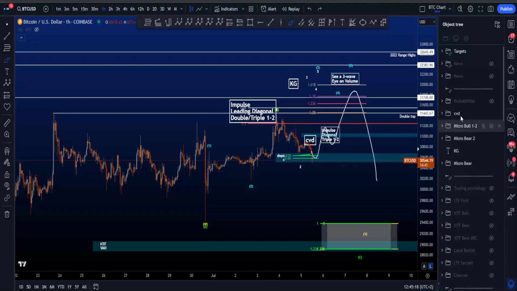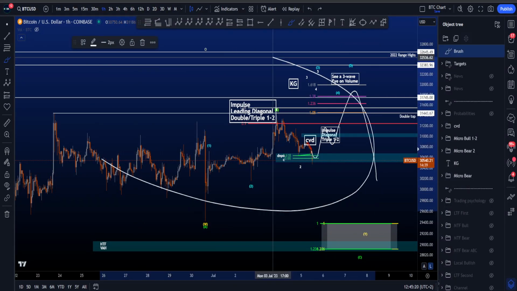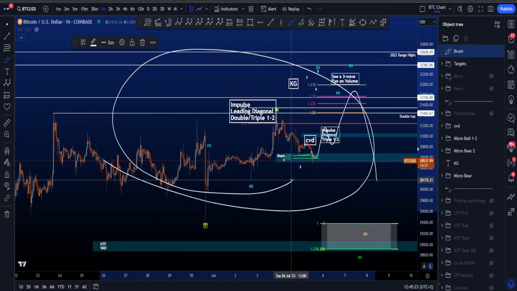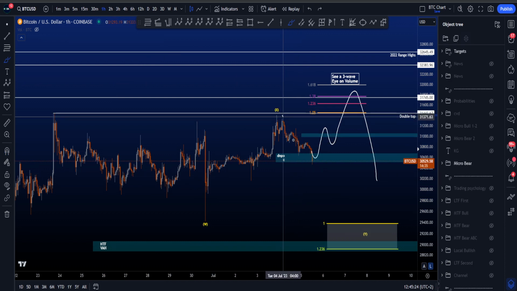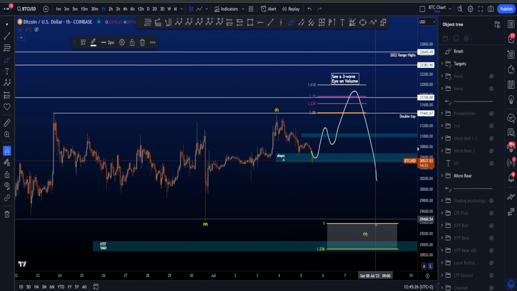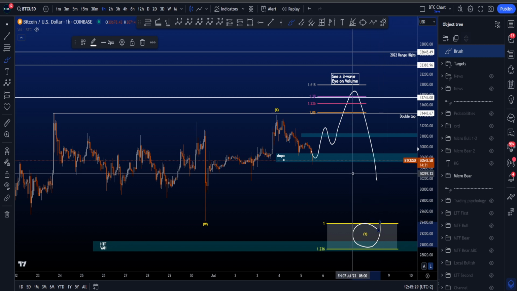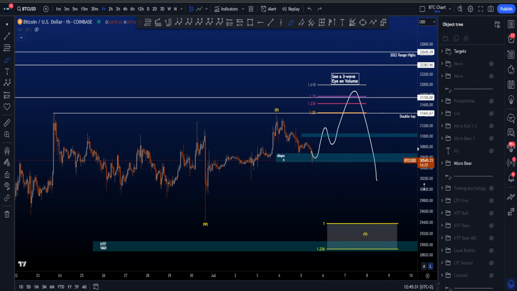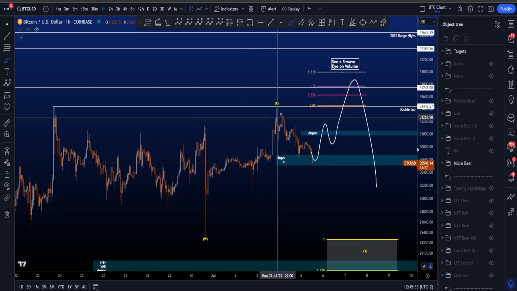Hi everyone, let's go over my micro bullish and bearish Elliott Wave scenarios on Bitcoin, starting with my first micro scenario, where we're looking for an expanding flat ABC to the downside for then a wave Y, where from a trading psychology perspective, this scenario is very interesting.